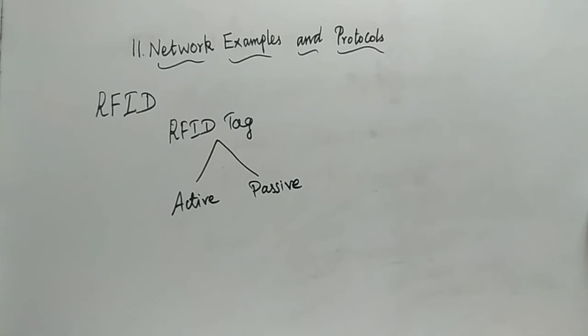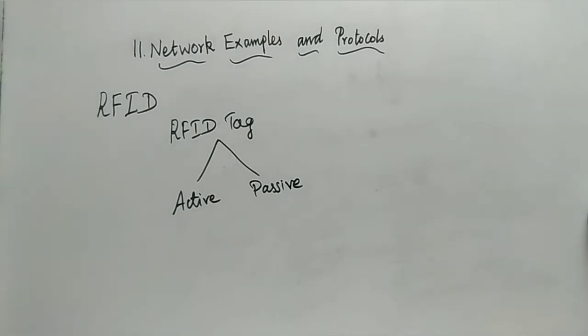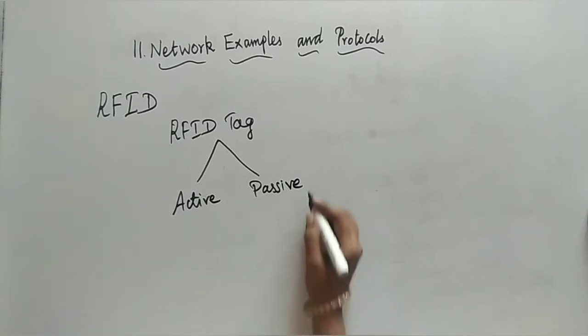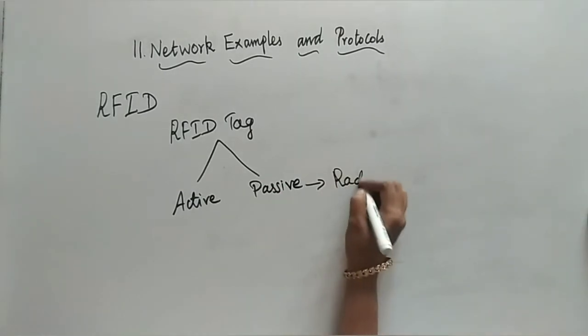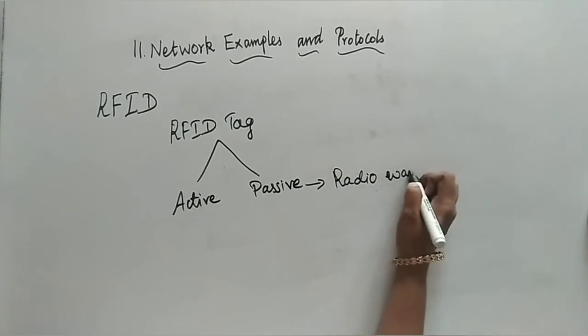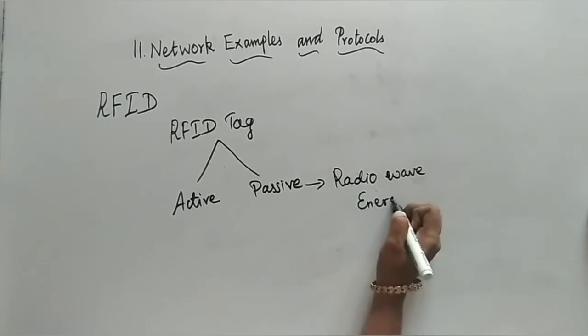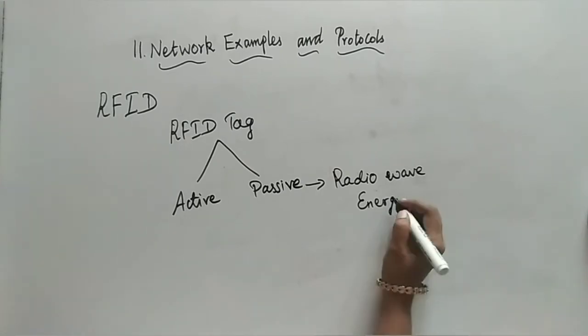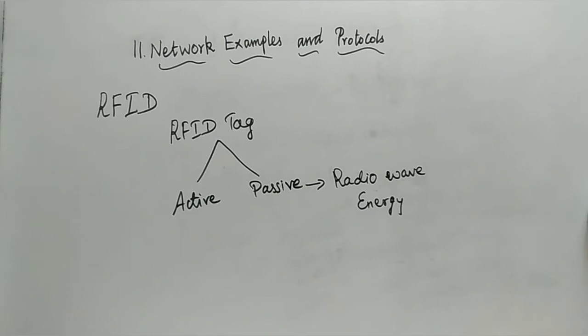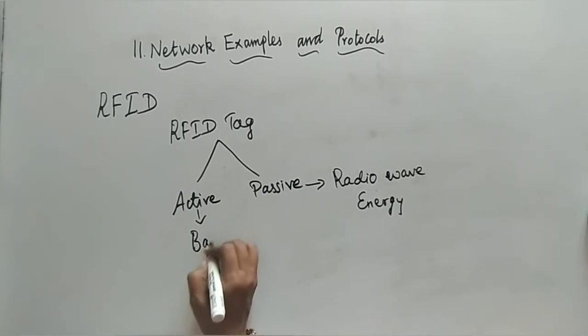So what is the difference between active and passive? In the case of passive RFID, it is going to use radio wave energy to read the information that is stored in the tag. But in the case of active, it is going to get the power from the battery that is already installed there.